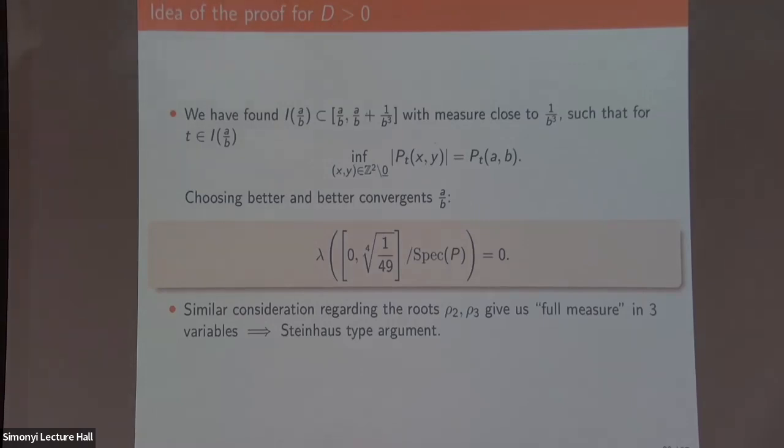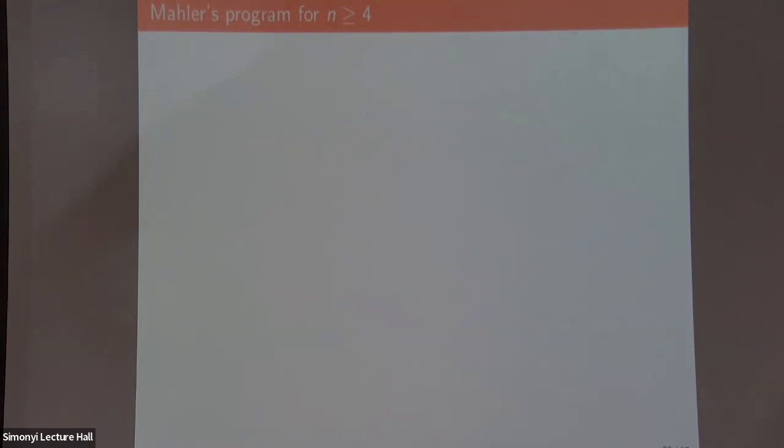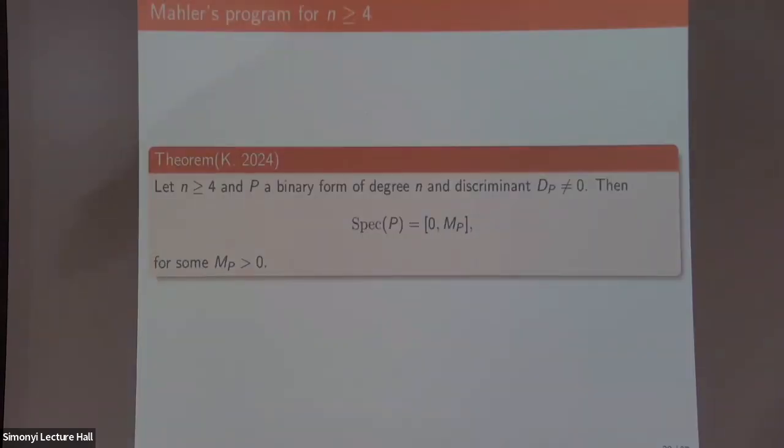So for binary n, as far as I know, there weren't any results other than some bounds on how large the maximum can be, but nothing about the structure. And so the theorem I want to mainly talk about is the following, that the spectrum of any binary n-ic form of non-zero discriminant is also an interval. So this is the main theorem, and for the rest of the talk, I'm going to be talking about its proof. It shares some common elements with the case of the binary cubic forms, but it's quite more complicated.